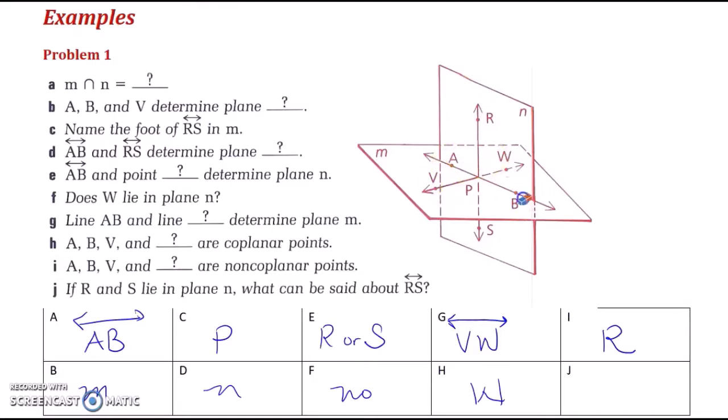If R and S lie in plane N, what can be said about line RS? We can say that line RS lies in plane M. N is in Nancy.